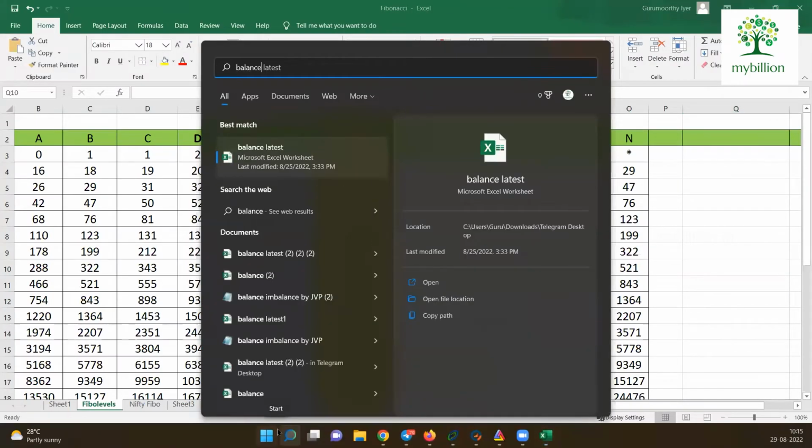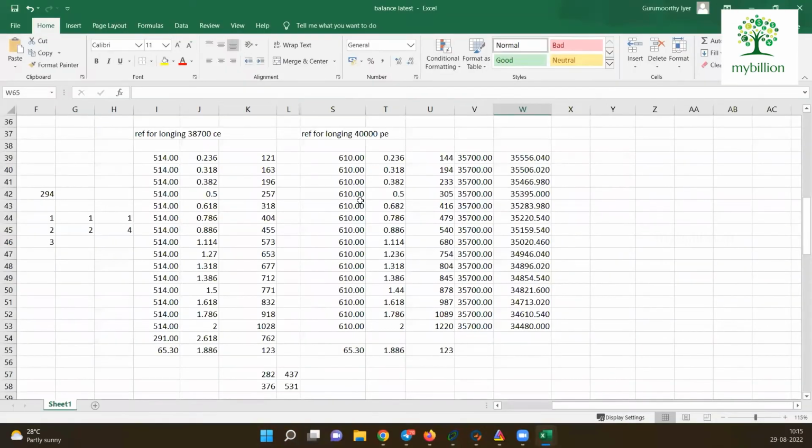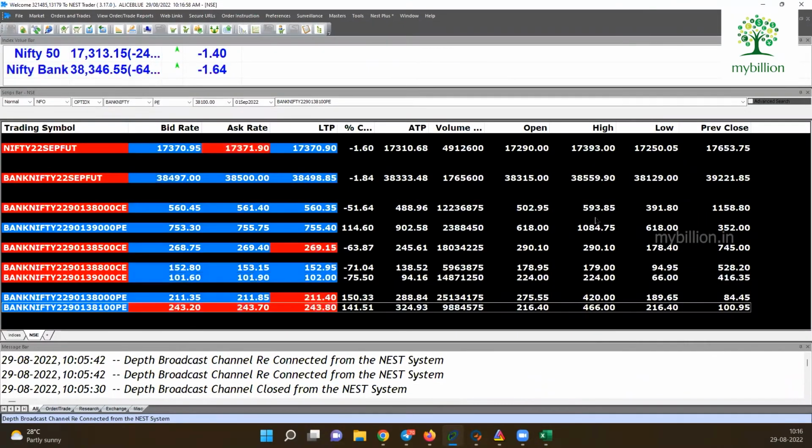Guruji, now you are planning to buy the 38,000 call around 520-525 levels? Yes, the 515 level, wherever this matches. So 526 and 514, these two levels are key for buying the 38,000 call. Guruji, what is 594? Today's high. Okay, gotcha.